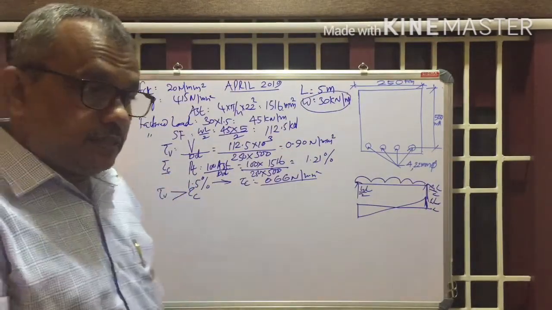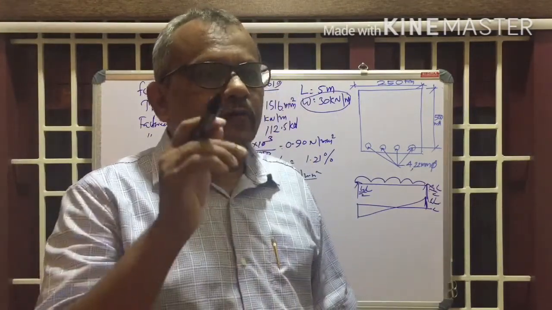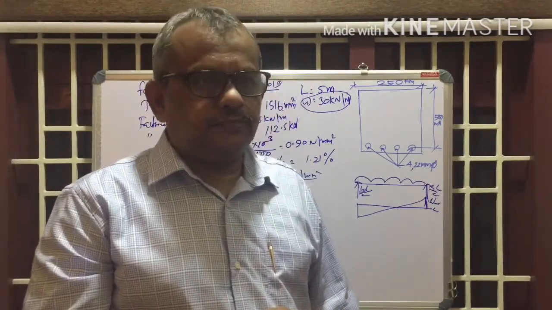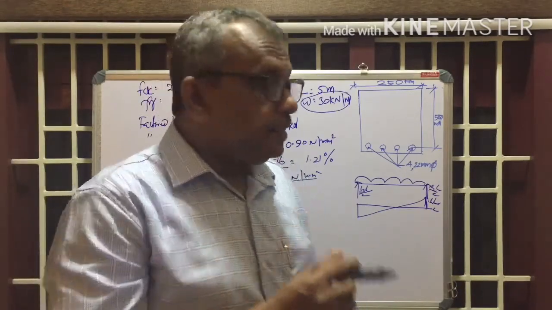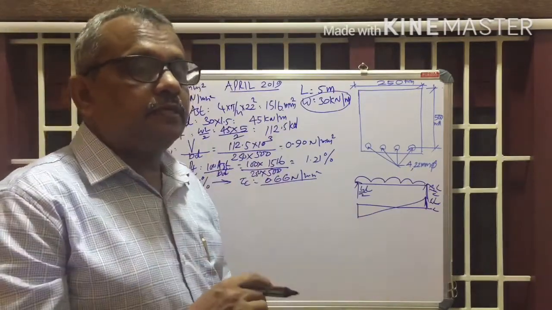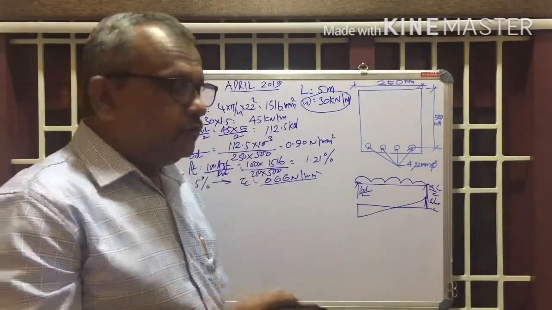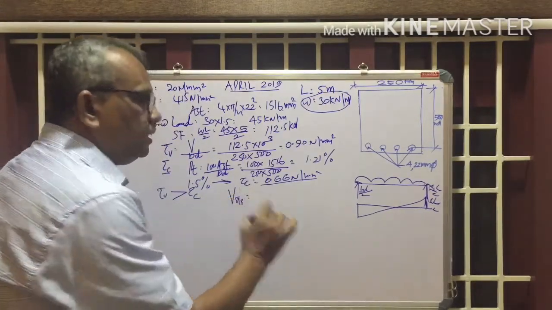Otherwise, what did we do in the last problem? If tau V is less than tau C, we have to provide the nominal shear reinforcement. Understood? Nominal or minimum reinforcement. But here, since it is greater than tau C, we have to design the shear reinforcement. For that, first find out VUS, right?